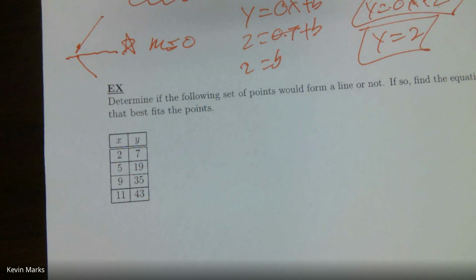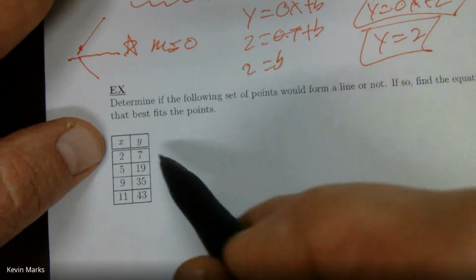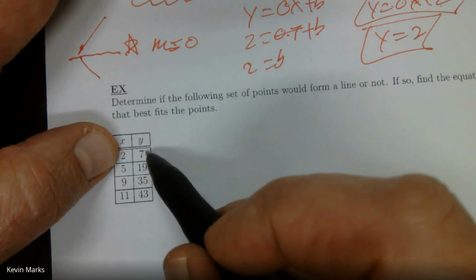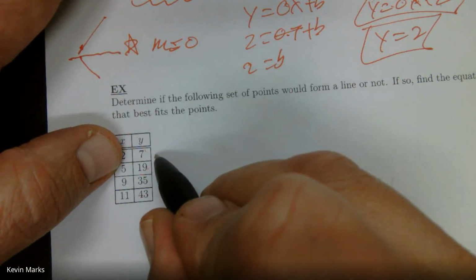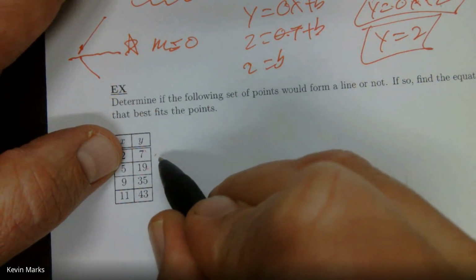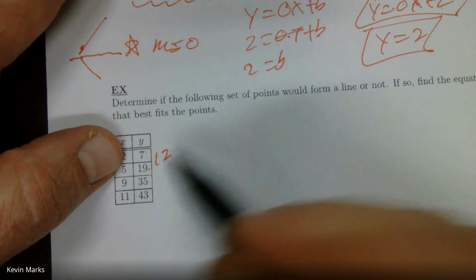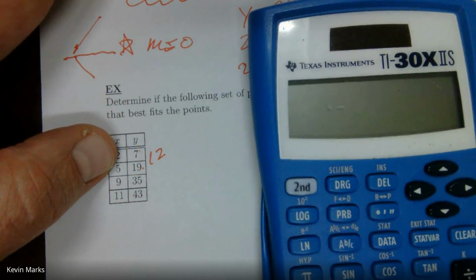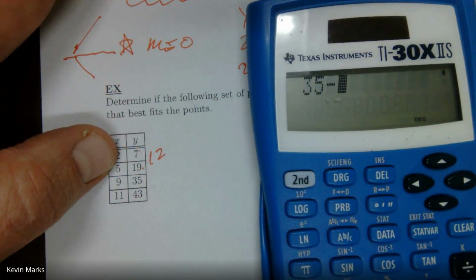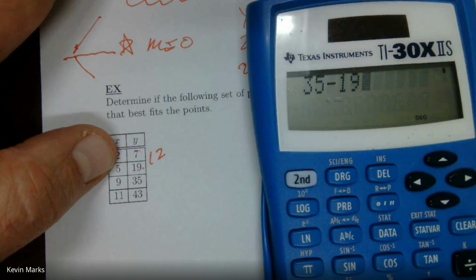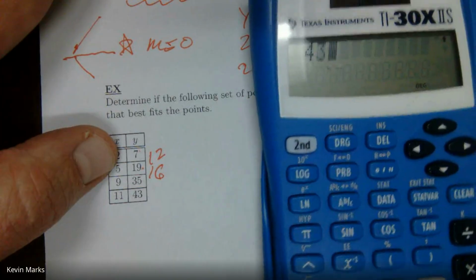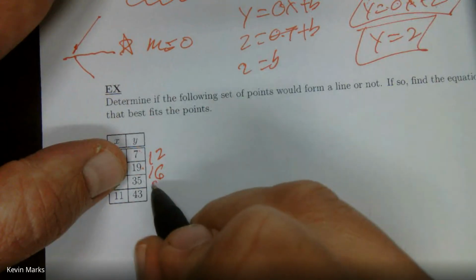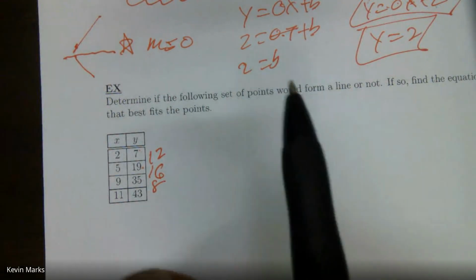Okay. This is where you're going to have to do a little bit more work, right? Because look, from 7 to 19, that's like your rise. If I went from 7 to 19, that would be up 19 minus 7, so you're going up 12. But from 19 to 35, maybe you just calculate if you want. So 35 minus 19, so you're going up 16. From 35 to 43, you went up 8, right? So your rises are all over the place.